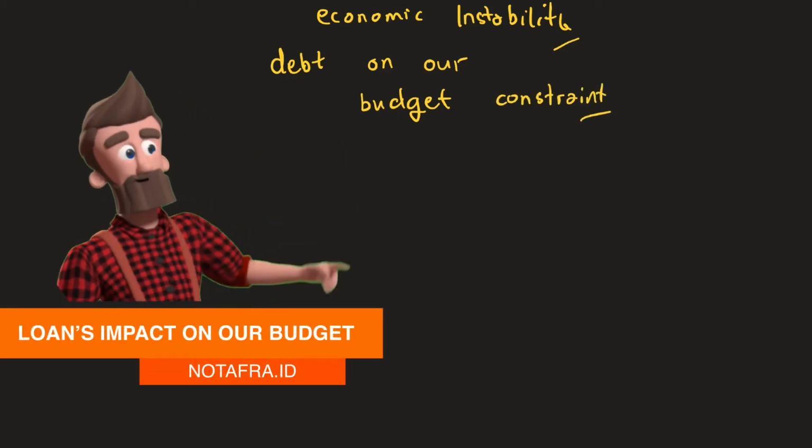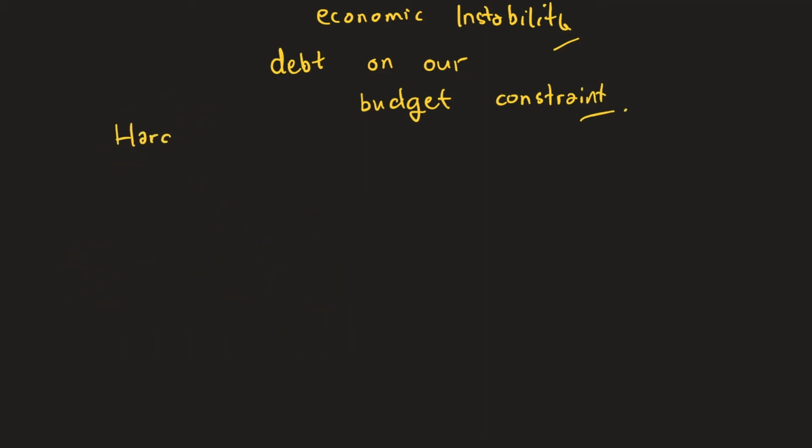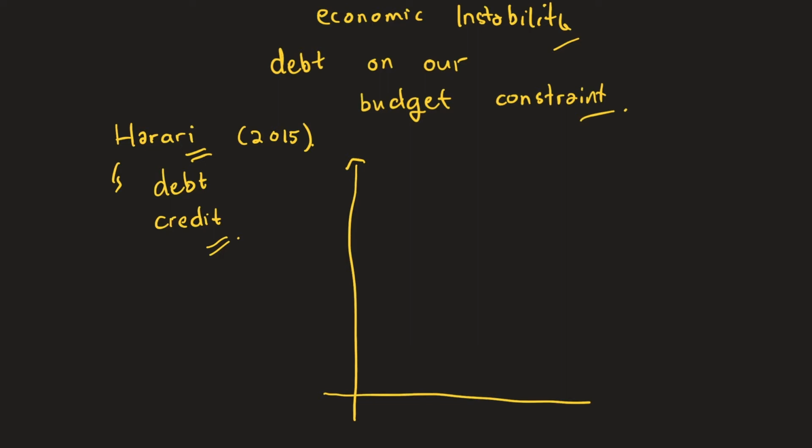If I can quote the writer of Sapiens, Harari, in 2015, one of the biggest findings in economics is debt and credit. Why? Because usually if you have some income, let's draw it in a budget constraint: here, for example, you want to buy milk, and here you want to buy bread.